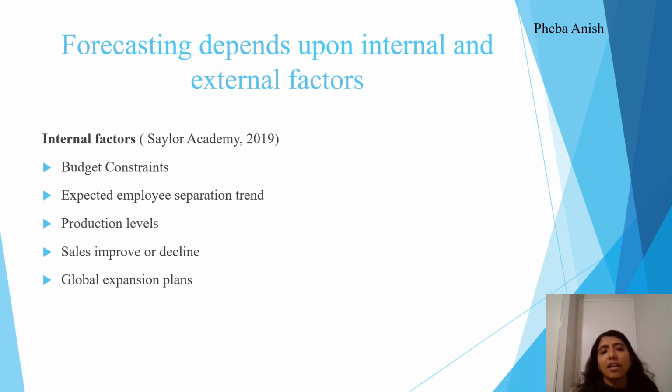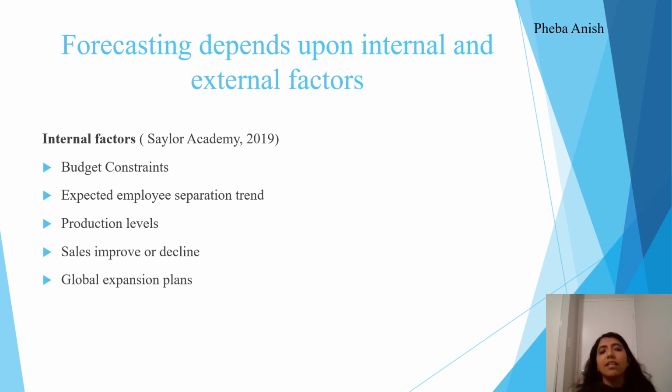Then the second thing is expected employee separation trend. Some employees leave the organization for a better opportunity. So they have their data with them and they plan according to that how many employees they need to hire in the future. The next thing is production levels, which means how many patients a nurse can manage. So if the organization has more patients, then they have to hire more nurses. According to that, they will plan.